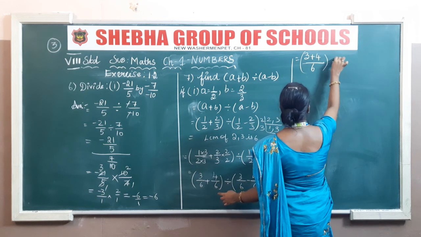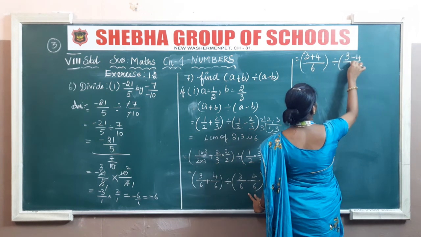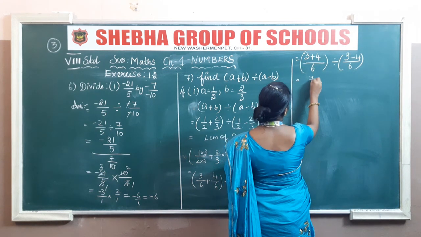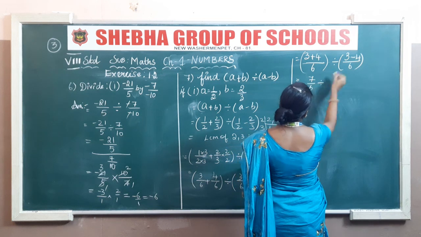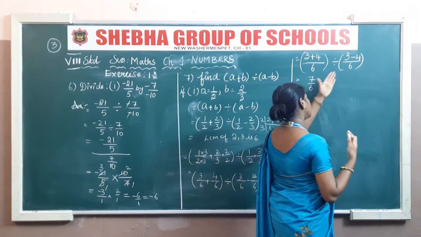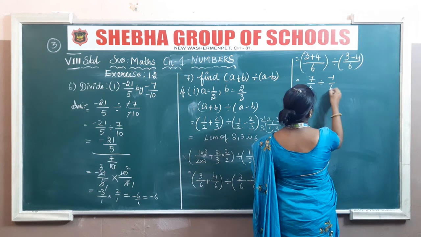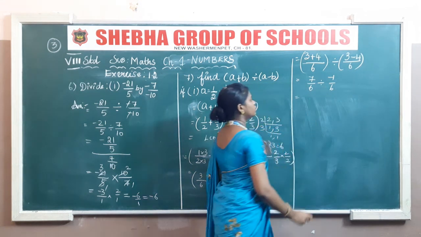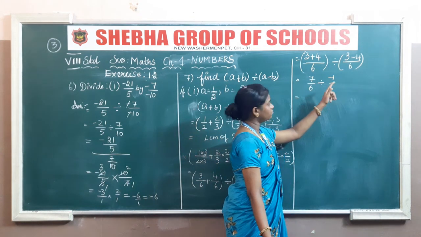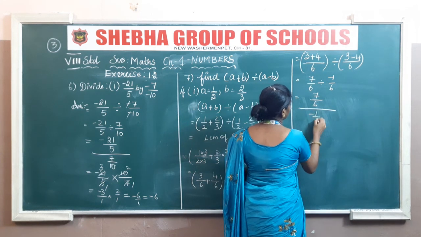Only, divided by 3 minus 4, the denominator is the same, so we write 6. 3 plus 4 is 7, so 7 by 6, divided by 3 minus 4 is minus 1. We have to take the bigger number's sign, obviously a minus, so we write minus 1 by 6. This is the same sum we saw in the previous sum, 7 by 6 whole divided by minus 1 by 6.